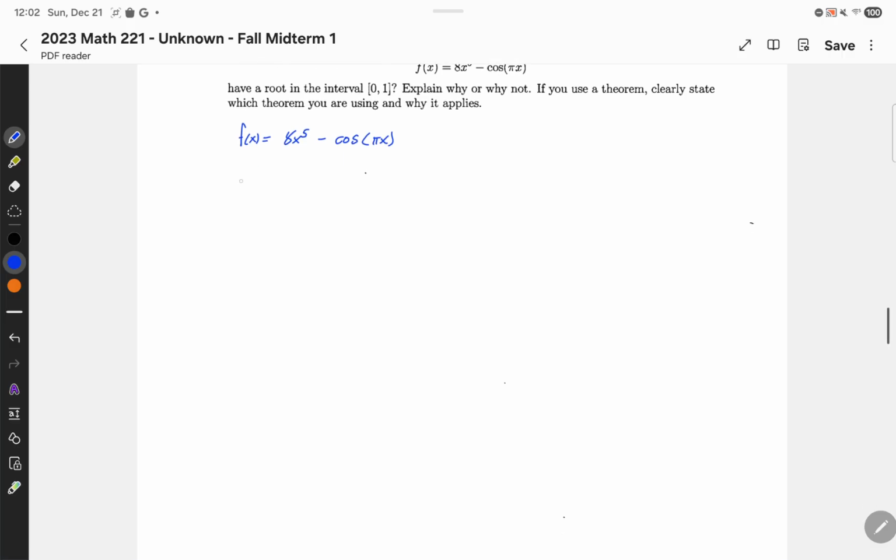So let's go ahead and check out f of 0. Well, this is just going to be equal to 8 times 0 to the 5th, which is just 0, minus cosine of 0 times pi, which is just 0. Well, this is going to be 0 minus cosine of 0, which is 1. So this gives us minus 1. And then f of 1 is going to be equal to 8 times 1 to the 5th minus cosine of pi. And of course, 1 to the 5th is just 1. So we get 8 minus cosine of pi, which is minus 1. So we get minus a minus 1, which gives us 9.